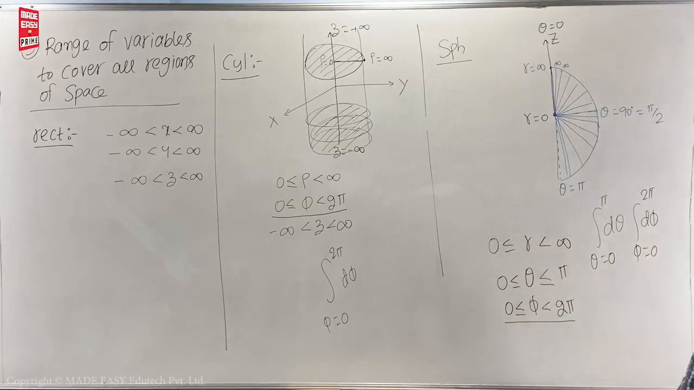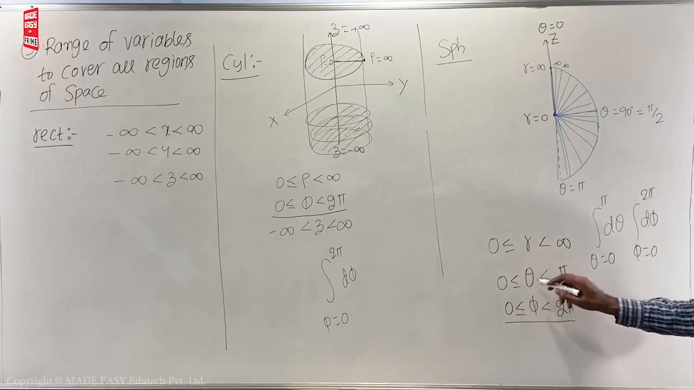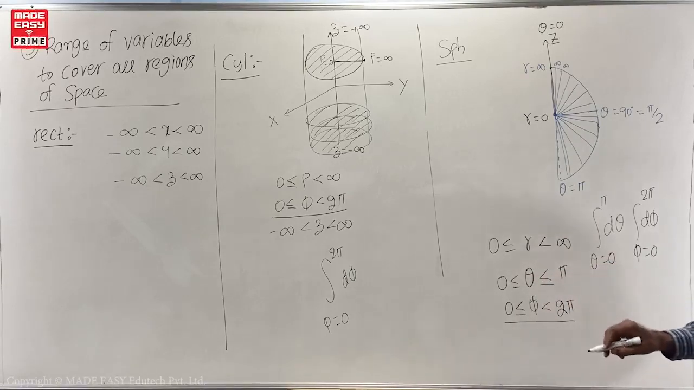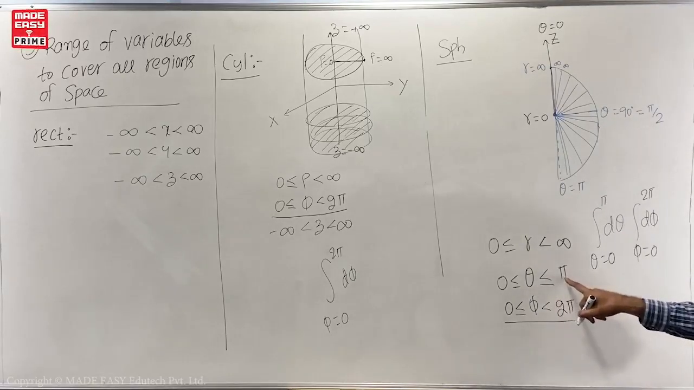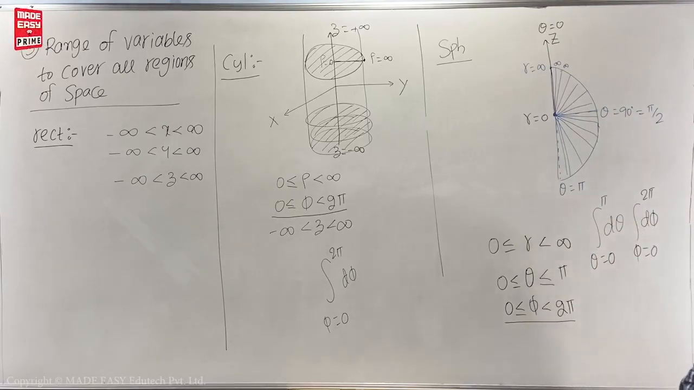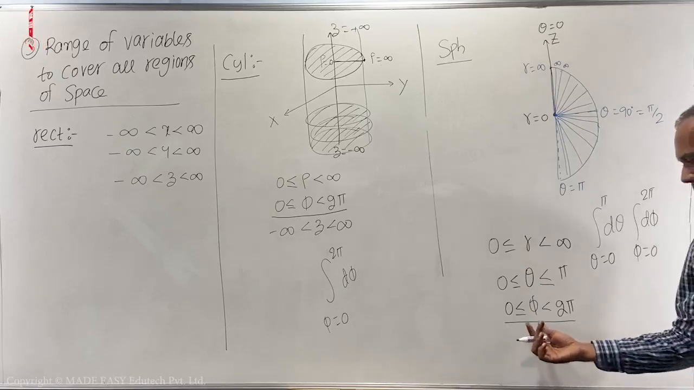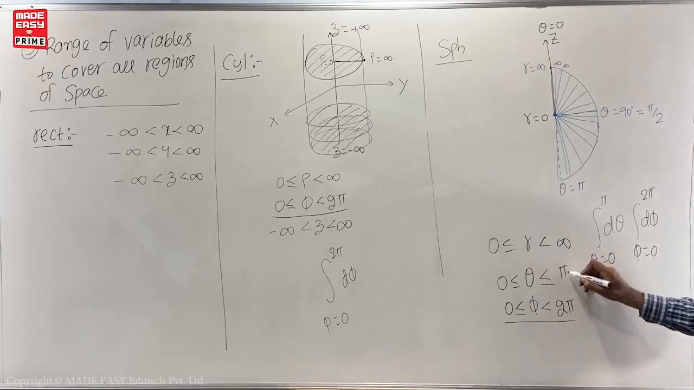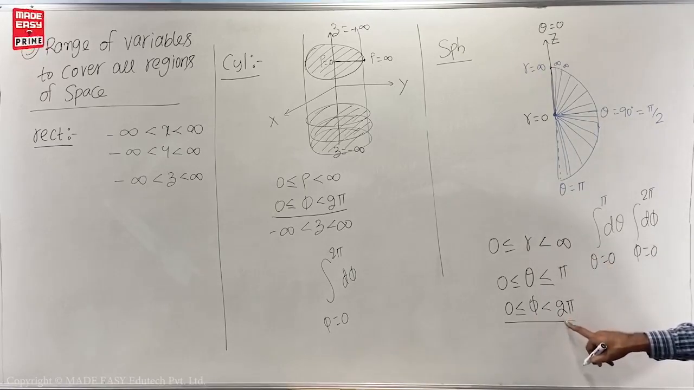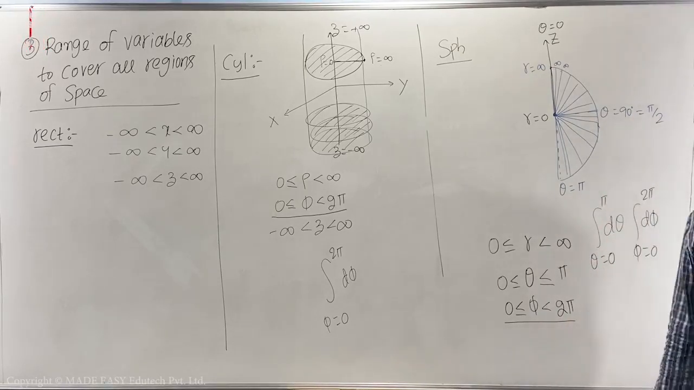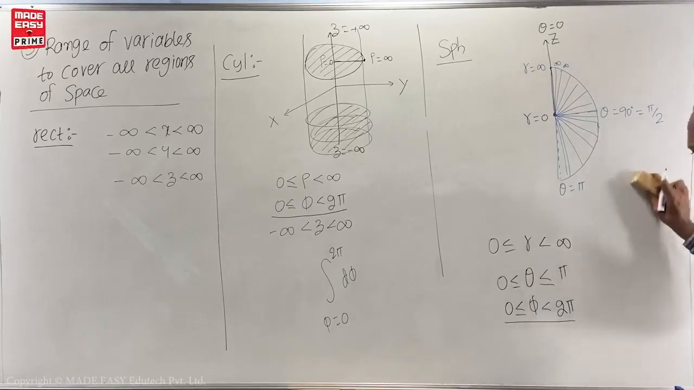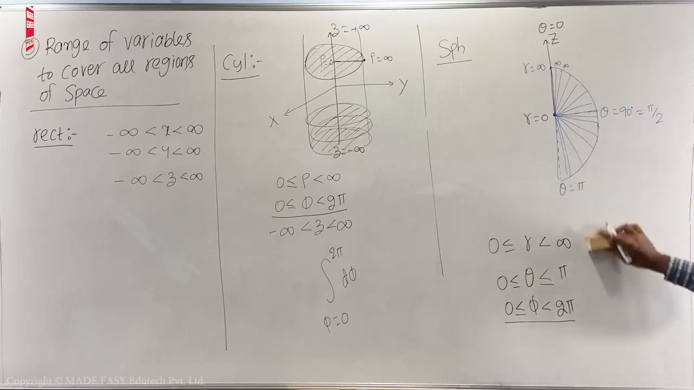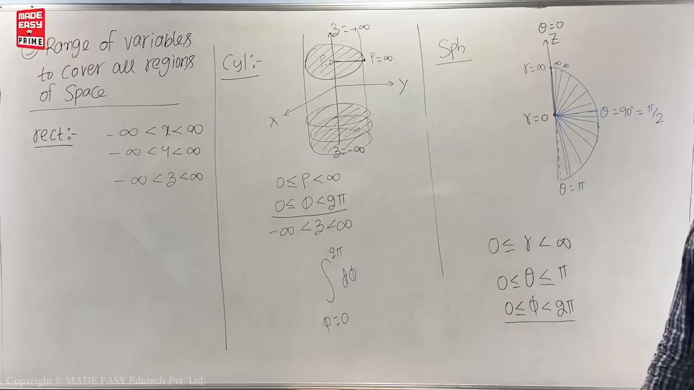So what happens if you take theta from 0 to pi by 2? Then you will get an upper hemisphere. Hemi means half. If you take the vertical angle half, then you get half of the sphere. Similarly, if you take the horizontal angle half, you again get a hemisphere. So this is all about the range, my dear students. Next point we will discuss is unit vectors.